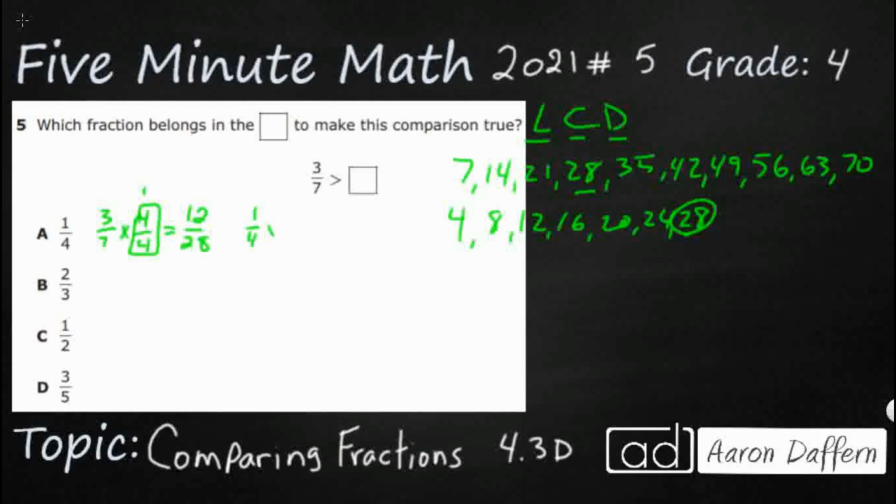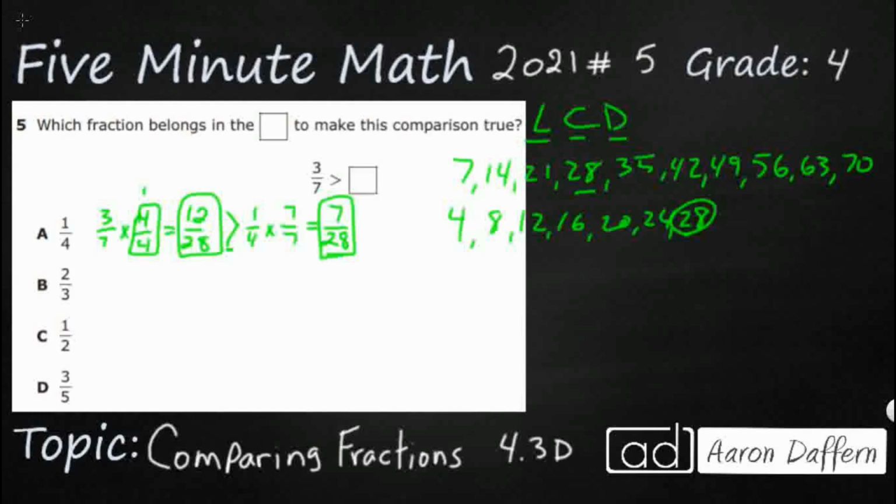So I've got my 1/4. I'm going to multiply that by something to get me to 28, and that's going to be 7. So 4 times 7 makes 28, so my numerator is also going to be 7. 1 times 7 is 7. So I've got 12 28ths and 7 28ths, and it does look like I've got a greater than. So we might have our answer right here on A. Let's double check the rest.